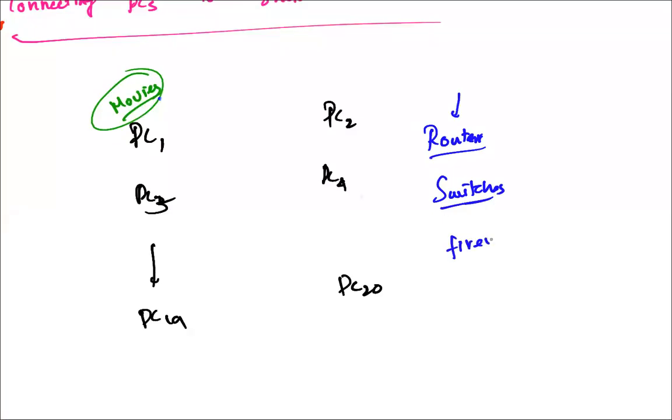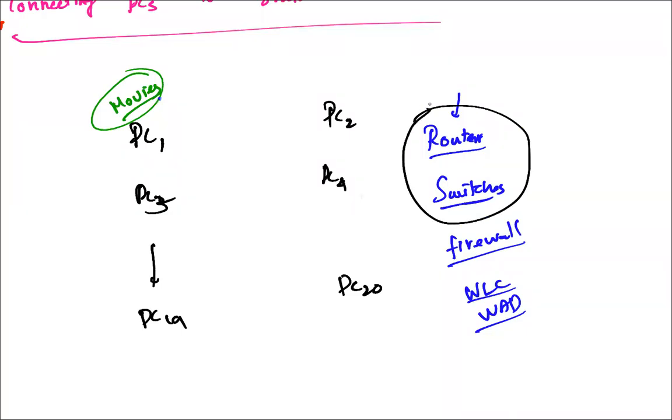Other networking devices outside of this course would be the firewall, which is a very intelligent device, a wireless LAN controller, and wireless access points. And maybe many other networking devices are there. We cannot list them all. There are many networking devices, but we're going to focus only on routers and switches in this course.